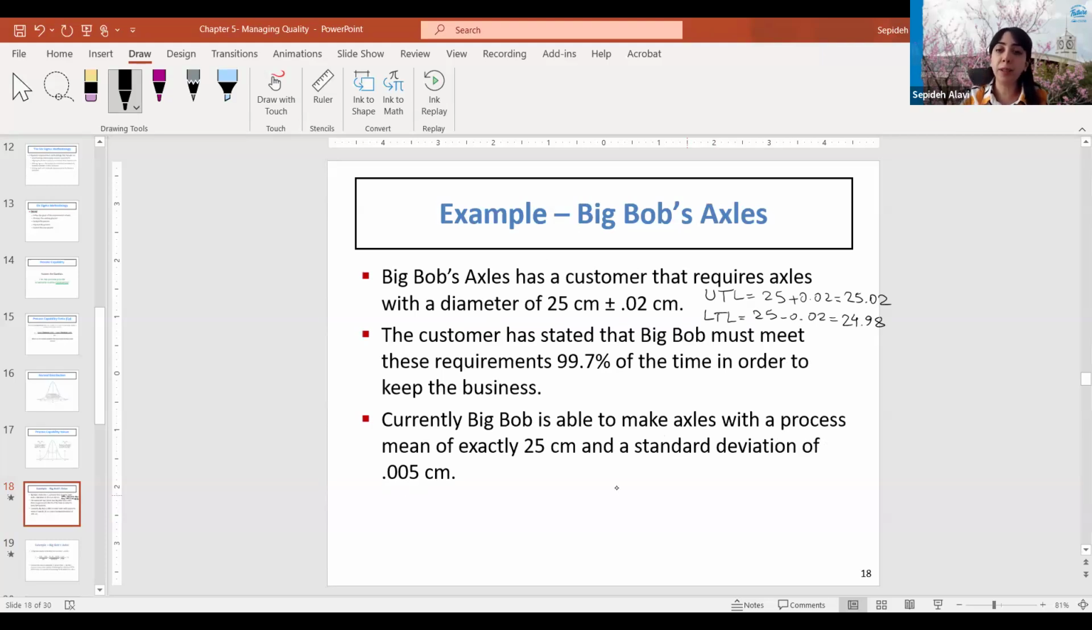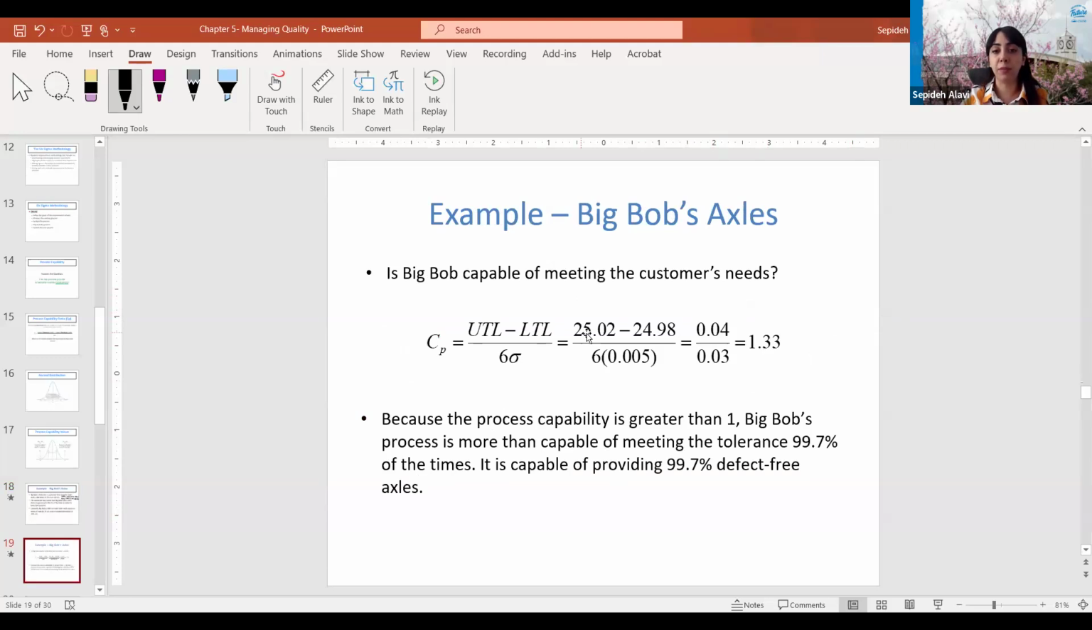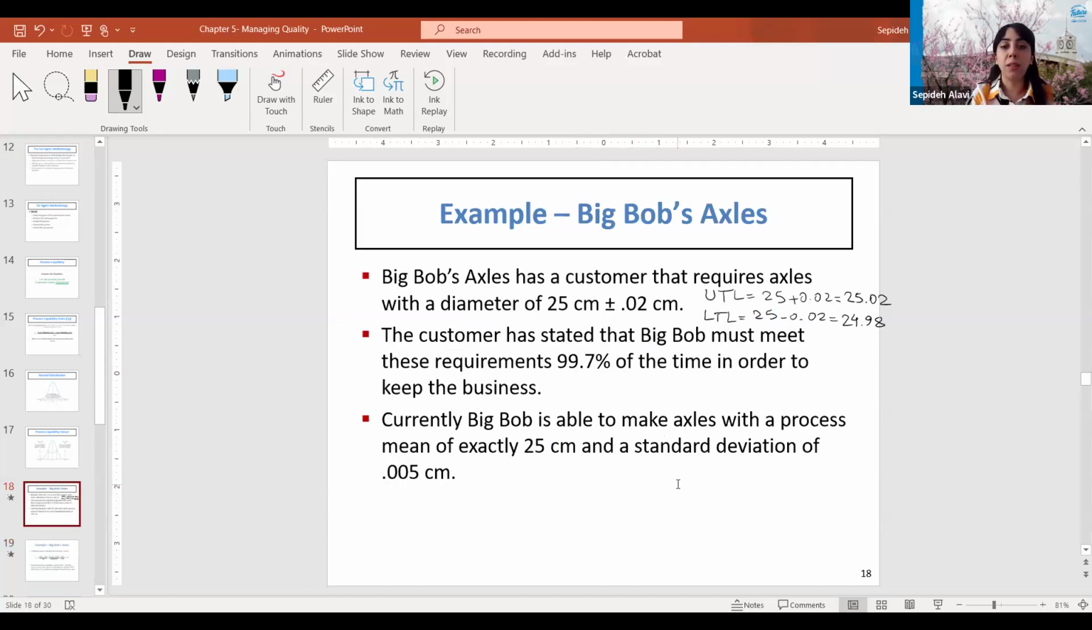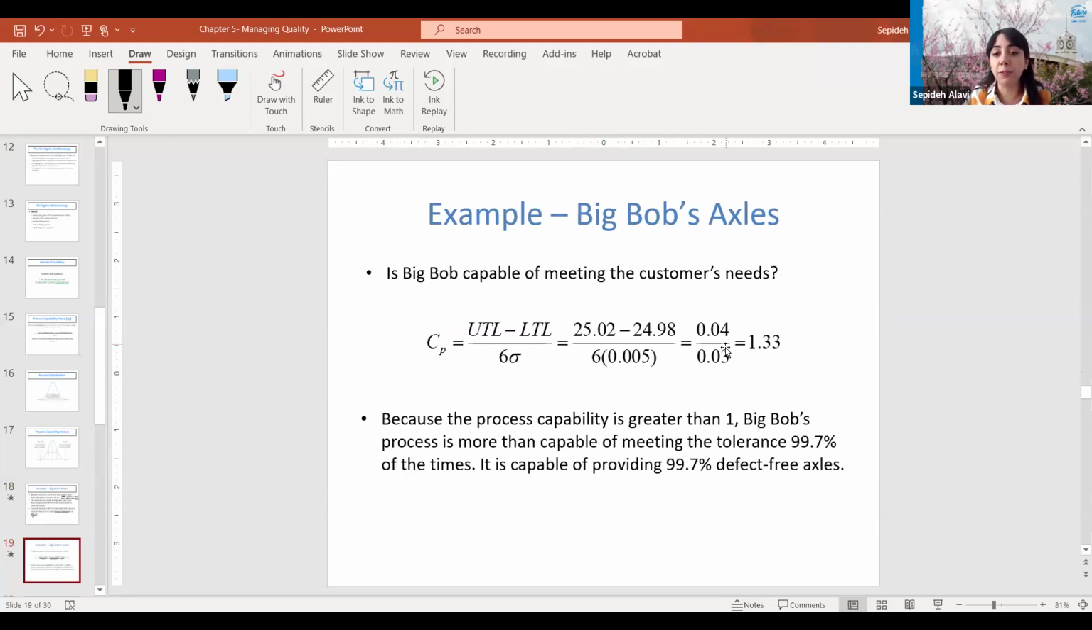As you calculate the upper and lower tolerance limits, you can take the difference as the top part of your ratio. So that's what we have here, 25.02 minus 24.98. And then divide that by 6 times the standard deviation. The standard deviation was given in the question. So this is our standard deviation of 0.005. Right? So we will have 0.04 over 0.03, and the end result will be 1.33.